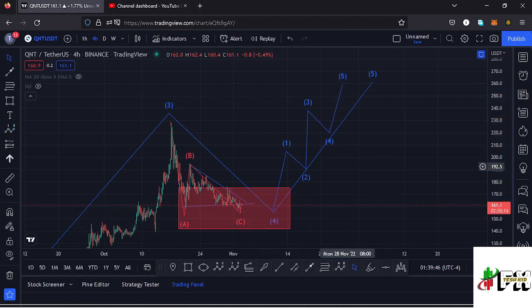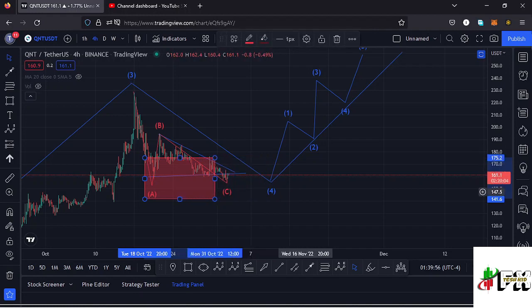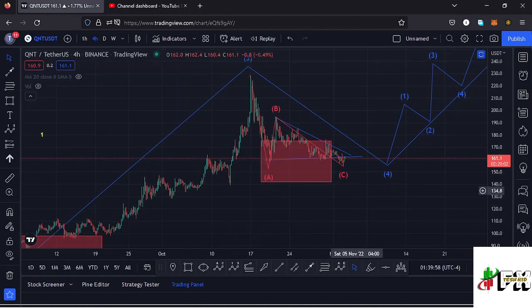So let's be patient so that we can get a confirmation on whether this low is in, and once we have the confirmations, then we can start sketching out a very nice impulsive movement to the upper side in the formation of that wave 5 to the upper side.